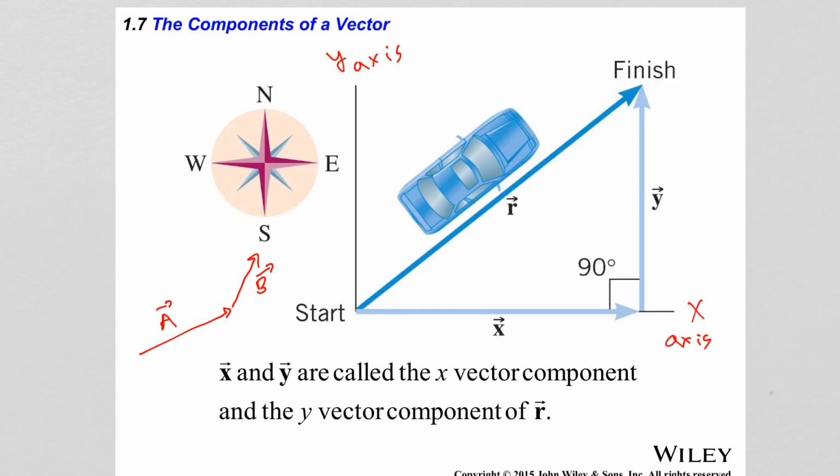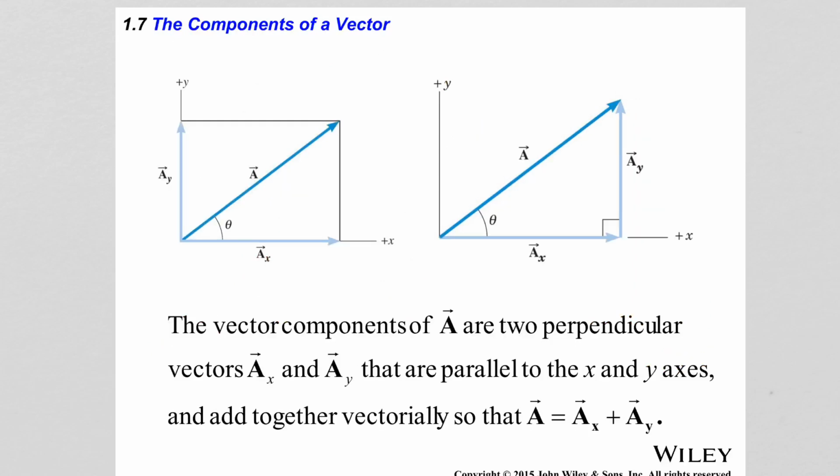So any vector which is placed in a coordinate system as described can be presented as the sum of two mutually perpendicular vector components. So here is another example. On the right side, we have the positive x and positive y axis. Vector A starts at the origin of that coordinate system, and then this vector can be presented as the sum of its x component vector, which is labeled as ax, and y component vector, which is labeled as ay. And the two vectors, ax and ay, are perpendicular to each other.